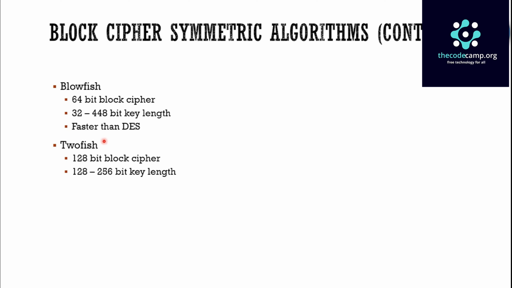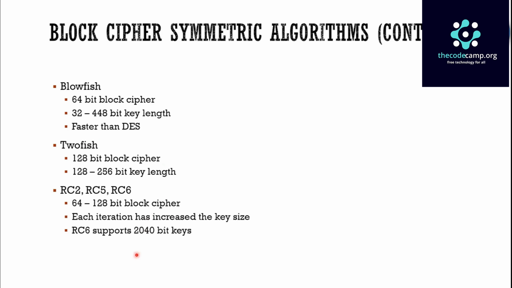Then you have the RCs. Now, not RC4, because that's a stream cipher, but RC2, and this is the Rivest cipher. It's Ron Rivest, one of those 3 original guys at MIT. So RC2, 5, or 6, and they go from 64 to 128-bit. Each iteration increases the key size, and RC6 now supports 2040-bit keys. That's pretty darn big. So now let's talk about the stream cipher, and we had mentioned this a little bit earlier, but let's take another look.